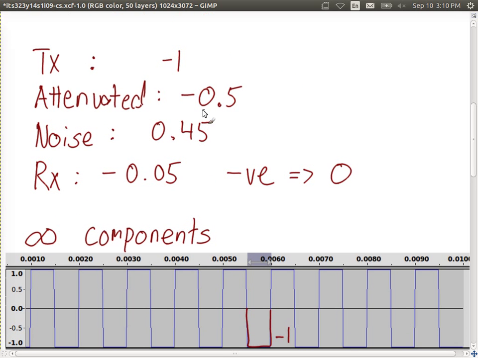That is, the attenuated signal is minus 0.5. If the noise was greater than 0.5, when we add them together, we would swap the sign. It would go from negative to positive, causing a bit error. So the noise would need to be a particular strength to cause a bit error in this case. If it's below that strength, we're okay.